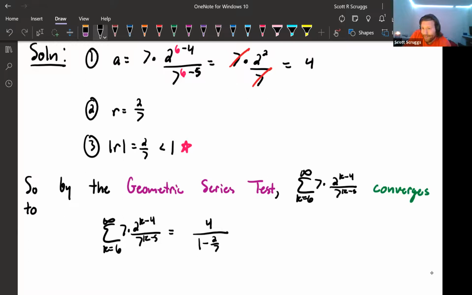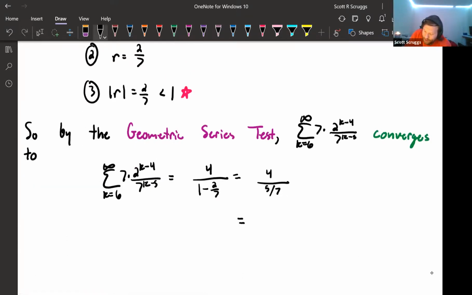Common factor goes in the numerator. 1 minus the common ratio. 1 minus 2/7 better give me 5/7. Dividing by the fraction is the same as multiplying by its reciprocal. And that's where the 28 over 5 comes from. Let's use red to make a note that that is my answer.